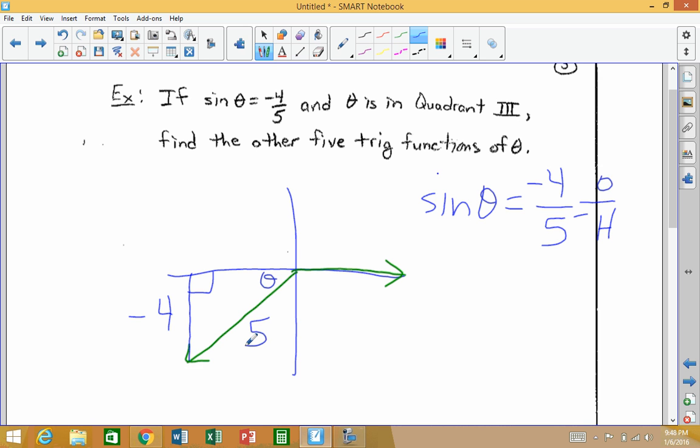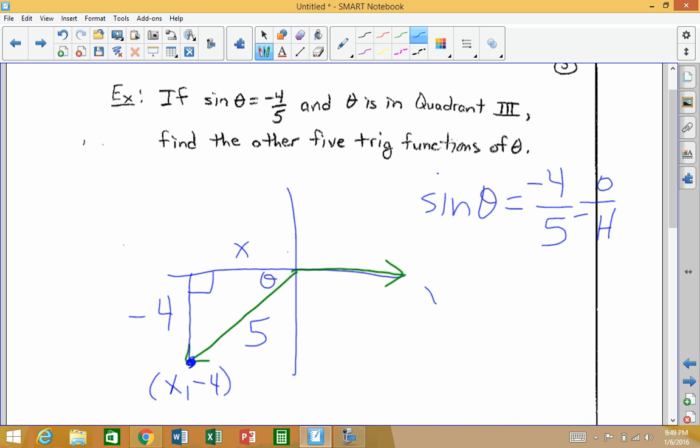What we can now find is the adjacent side. Okay, let's call that x. Because if we were talking about a point out here again, we would not know what x is. We would know what y is. So we'd have x, negative 4 as our point. So if we can find that x using Pythagorean theorem, we will know all of the sides. And once we know all the sides, then we can find all the trig functions. So let's go ahead and do that.